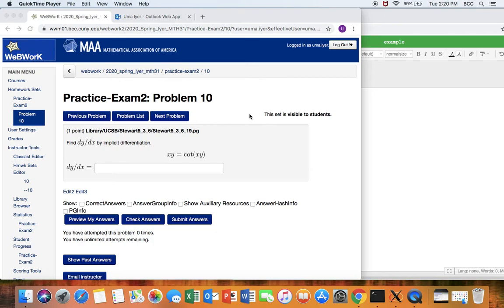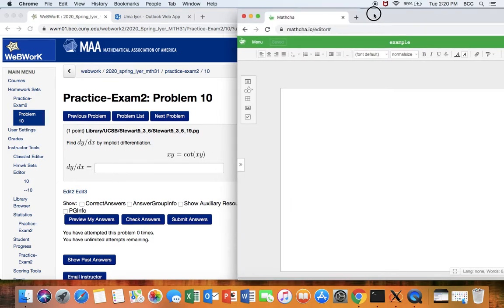Problem is problem 10, practice exam 2. Find dy dx by implicit differentiation. xy equals cotan of xy. All right, so this seems to be a nice problem.